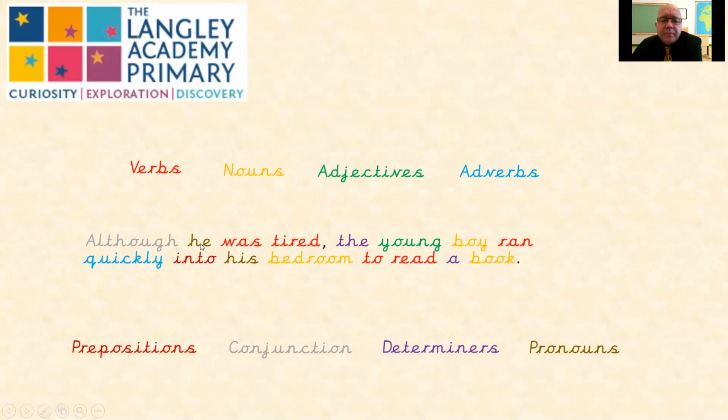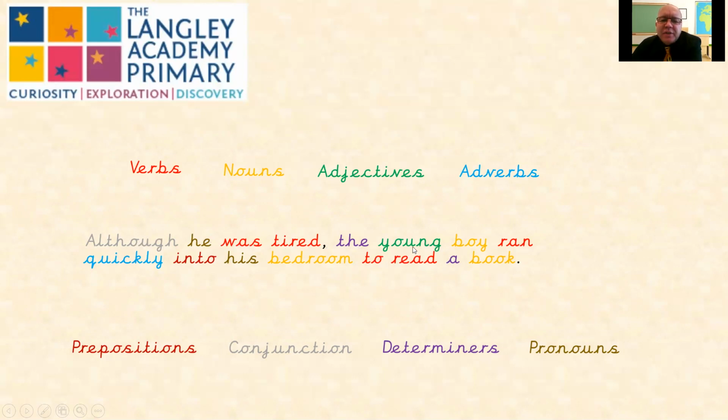He and his are the pronouns. They replace a noun. Was tired, to read, and ran. There are verbs describing the act, or say indicating the actions, I should say. The is a determiner, as is a. So we know it's the boy and a book.